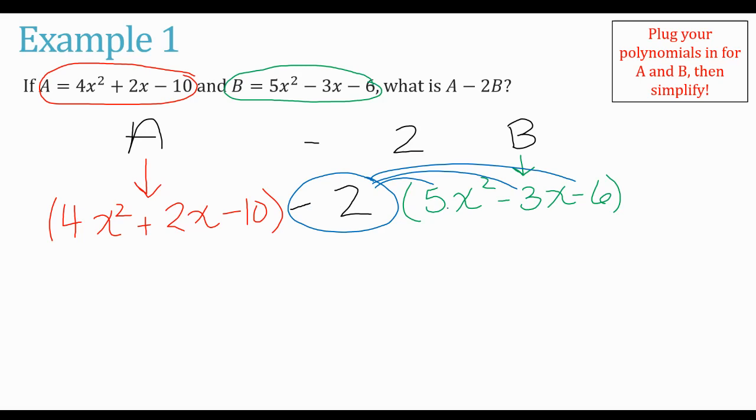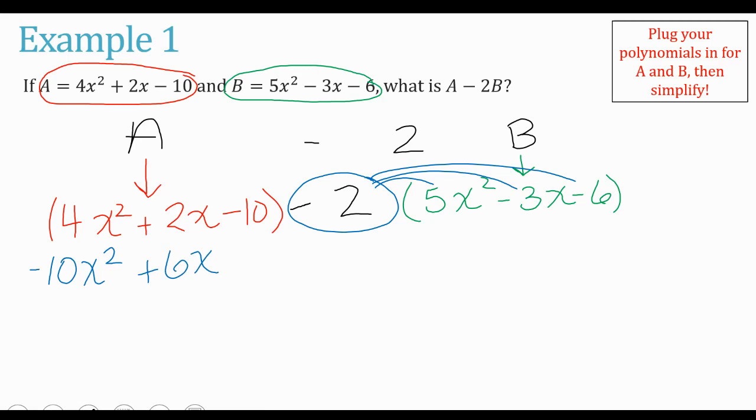So take a look. Negative 2 times 5x squared, that is going to give us negative 10x squared, which I'm going to put right underneath this 4x squared because they are like terms. So negative 10x squared. Then we have negative 2 times negative 3x, and negative times negative is a positive. 2 times 3 is 6, paired with that x. So I get 6x. I'm going to put that right under here, this 2x, because they're like terms.